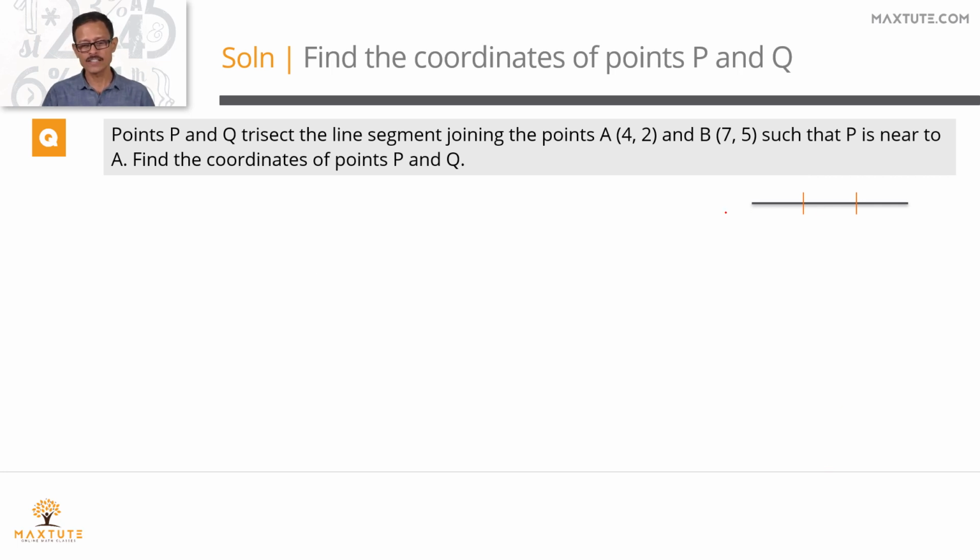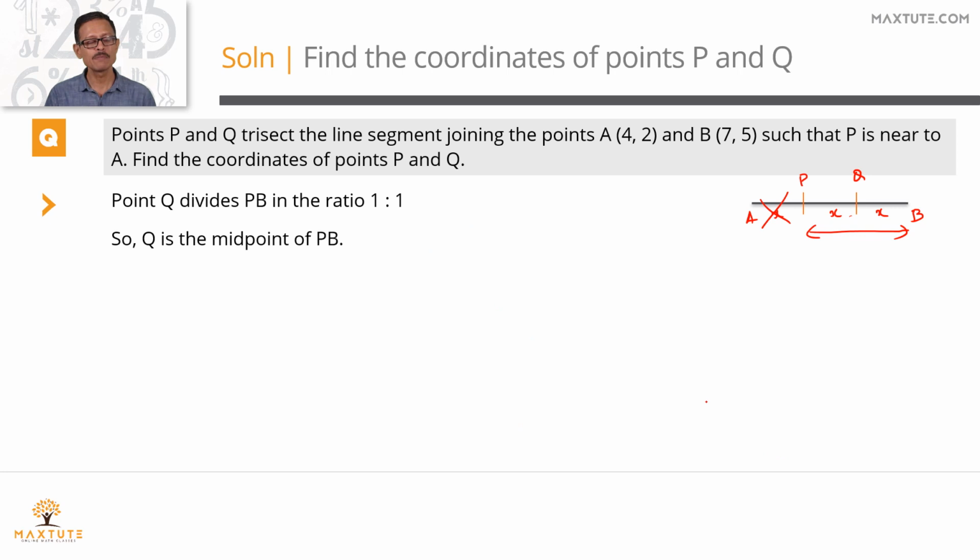Now that you have found the coordinates of point P, just hold on for a minute. This is A, this is B, this is P, this is Q. We said AP is x, PQ is x, QB is x. Forget this part right now. Let's just focus on PB. PB has PQ as x and QB as x, which means that Q is the midpoint of PB. Q is the midpoint of PB.